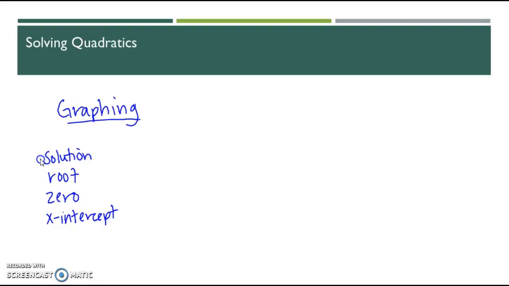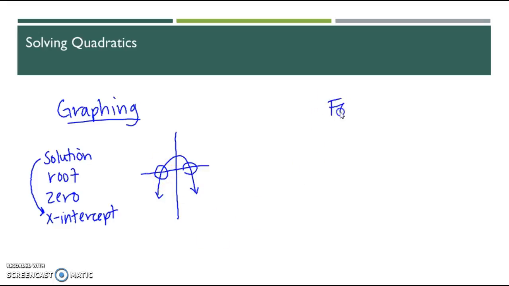Alright, so all of these mean the same thing. So when I solve a quadratic, I'm finding my x-intercepts. So if I graph a quadratic, wherever those x-intercepts are, those are my solutions. So you can graph whatever quadratic you have, find your x-intercepts, and that's how you solve it.